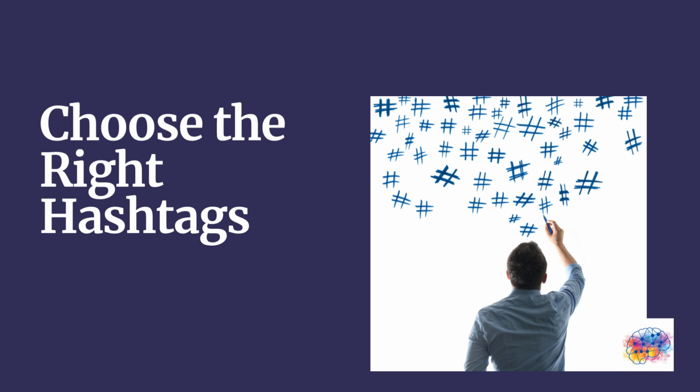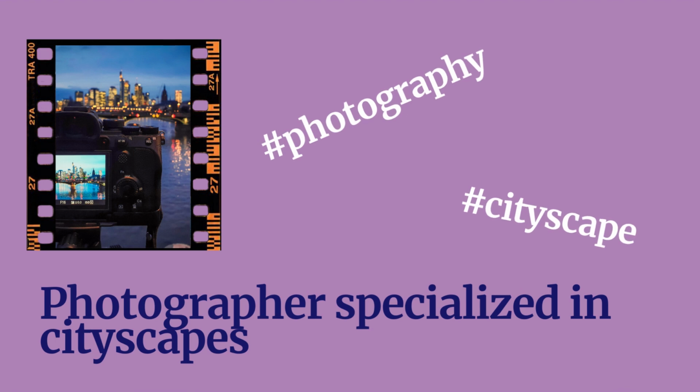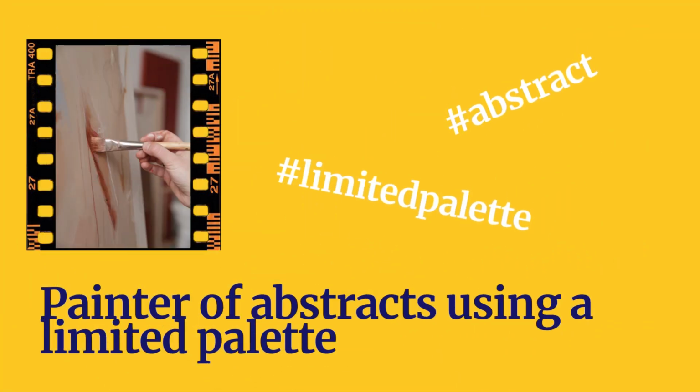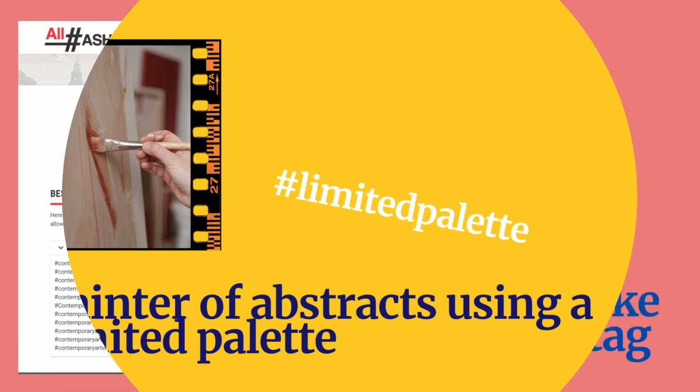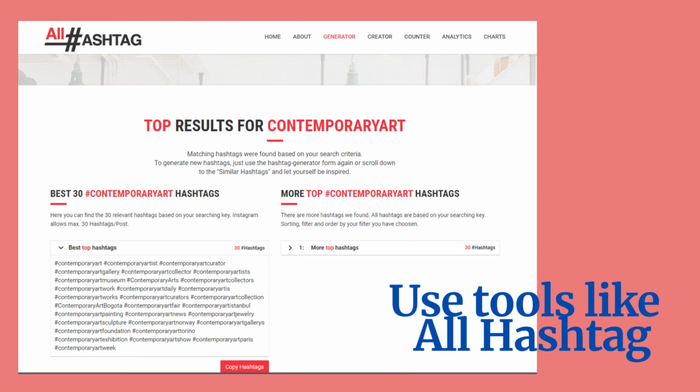For example, if you are a photographer specialized in cityscapes, you might be using hashtags photography, cityscapes. Or if you're a painter of abstracts using a limited palette, your hashtags might include abstract, limited palette. You can also use tools like AllHashtag to help you find related hashtags.